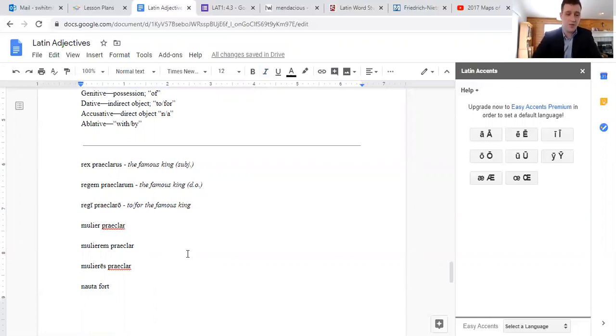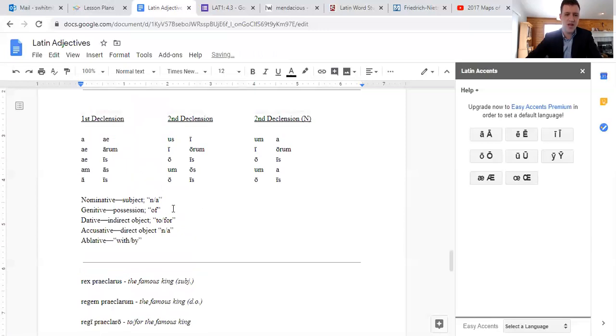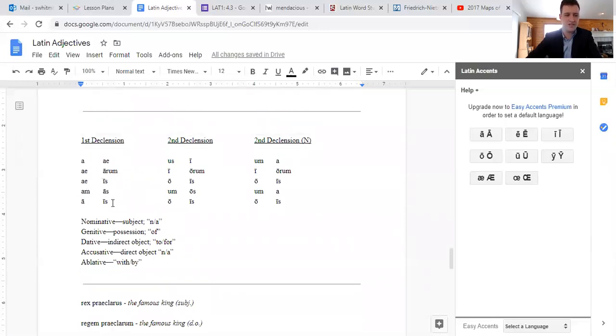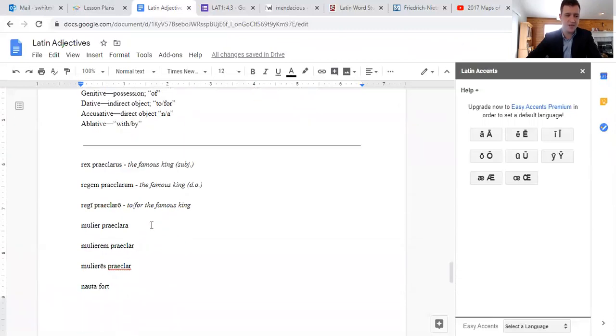Okay, now we have a new noun, mulier. Also third declension, but this one's feminine. It means woman. So we've got mulier in the nominative singular feminine. We need a feminine form of the adjective, which again, praeclaris is first, second declension. So we're going to use first declension, and we want nominative singular. So mulier praeclara means the famous woman, and we'll say it's nominative, so as the subject.